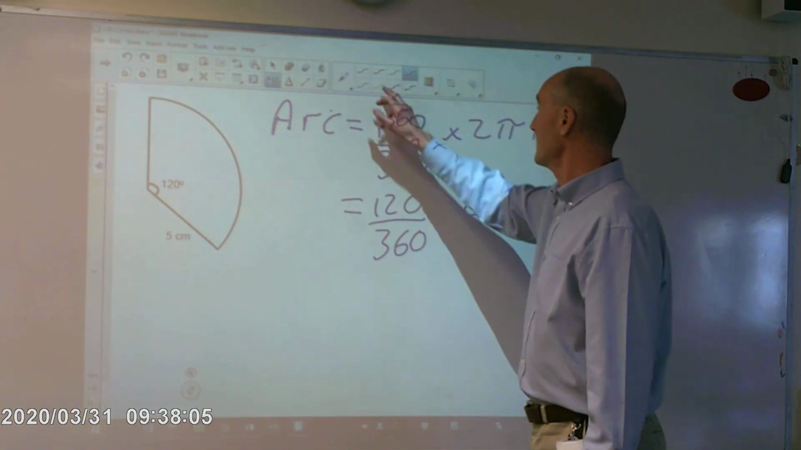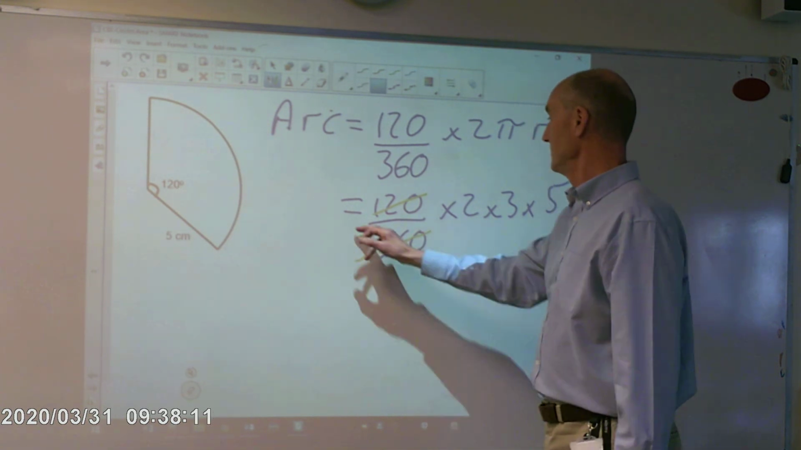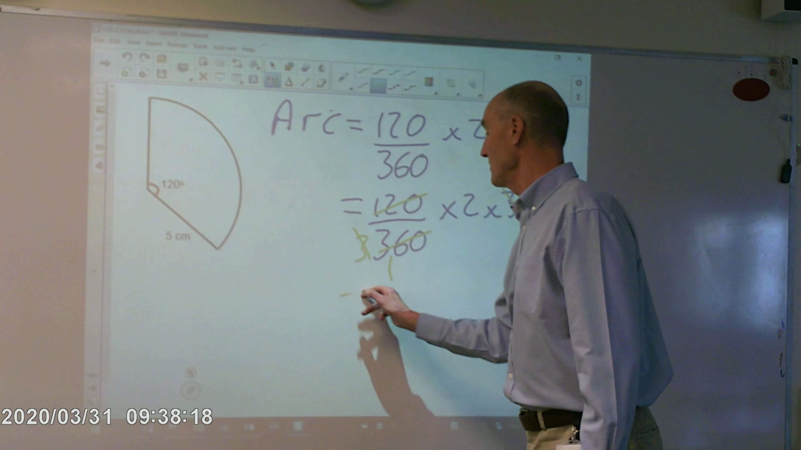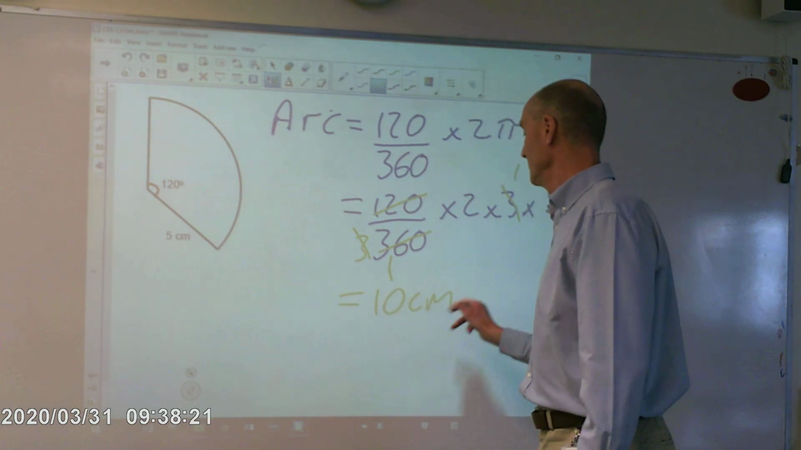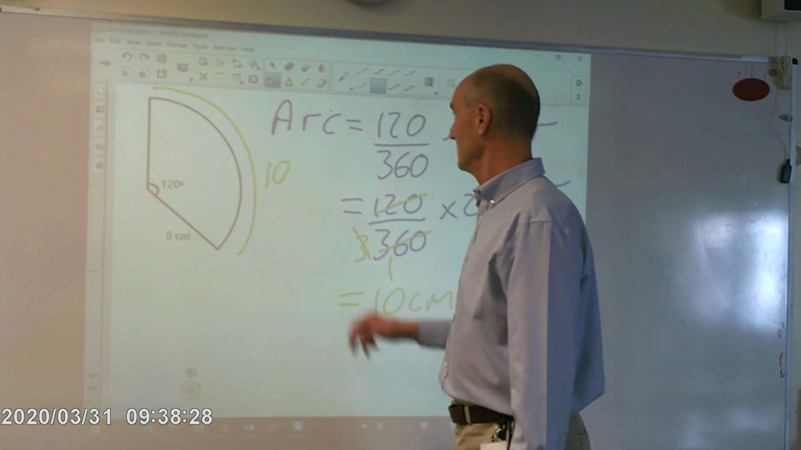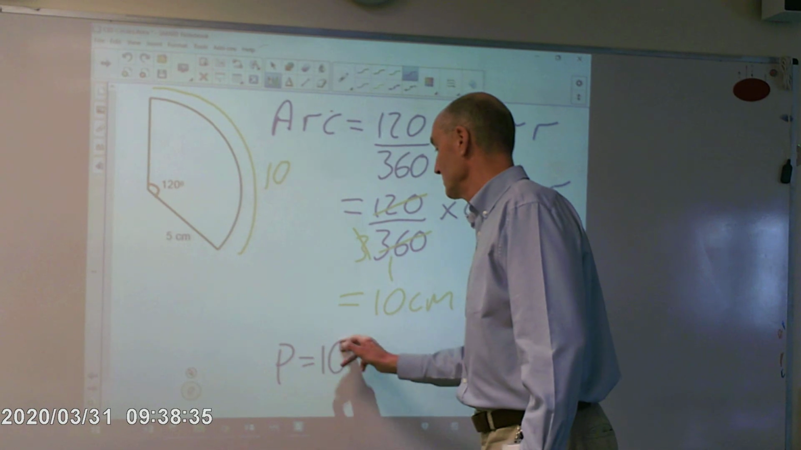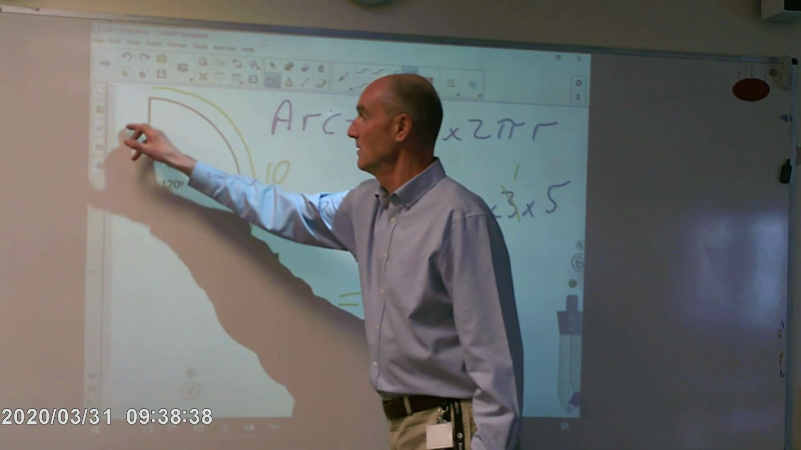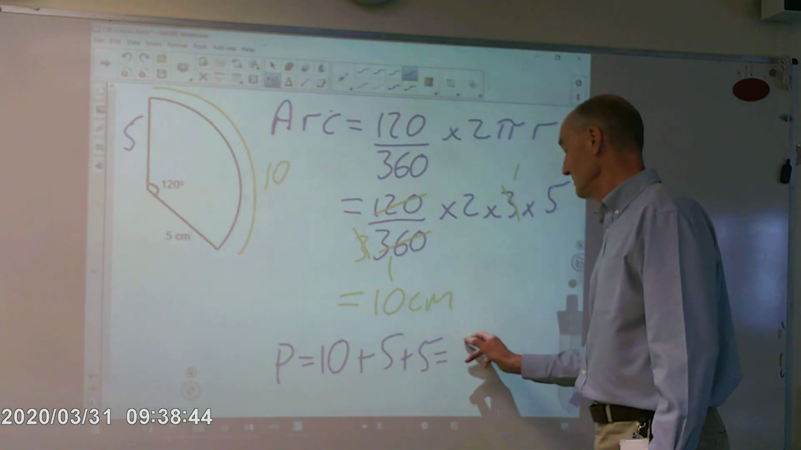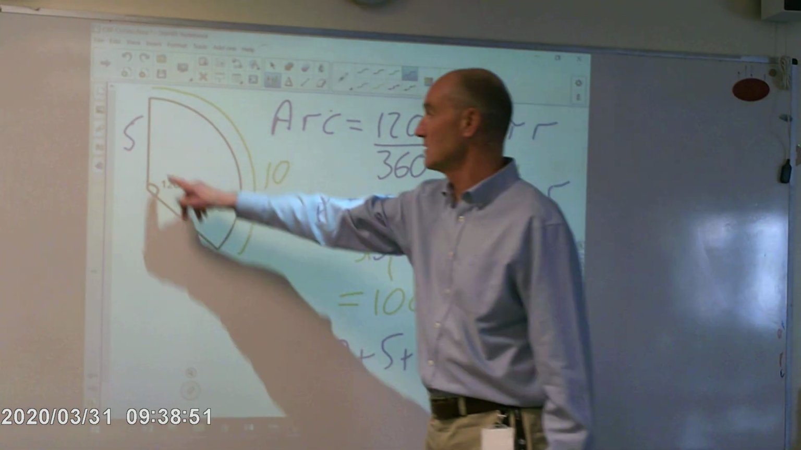So our cancelling down, 120 goes into 360 three times, 3 goes into 3 once, 3 goes into 3 once. We're just left with 2 times 5, so our arc length is 10 centimetres. So our perimeter of the shape is our arc length of 10 centimetres plus 5 for our straight lines. So our perimeter is going to be 20 centimetres.